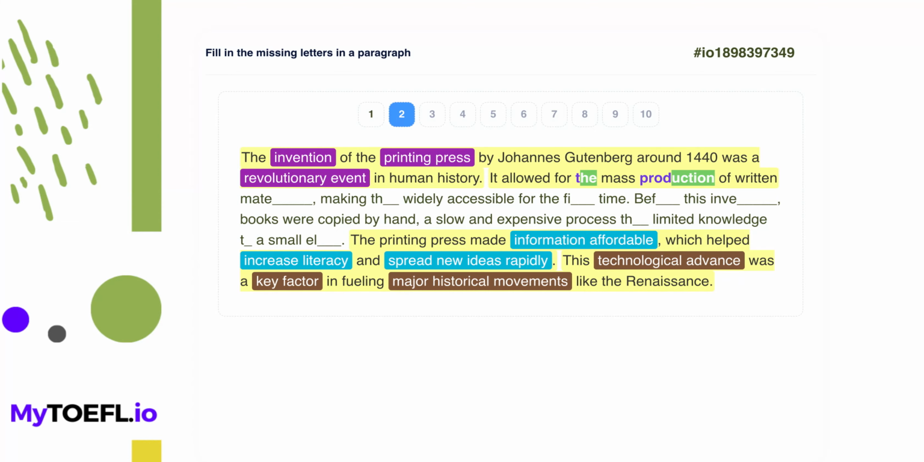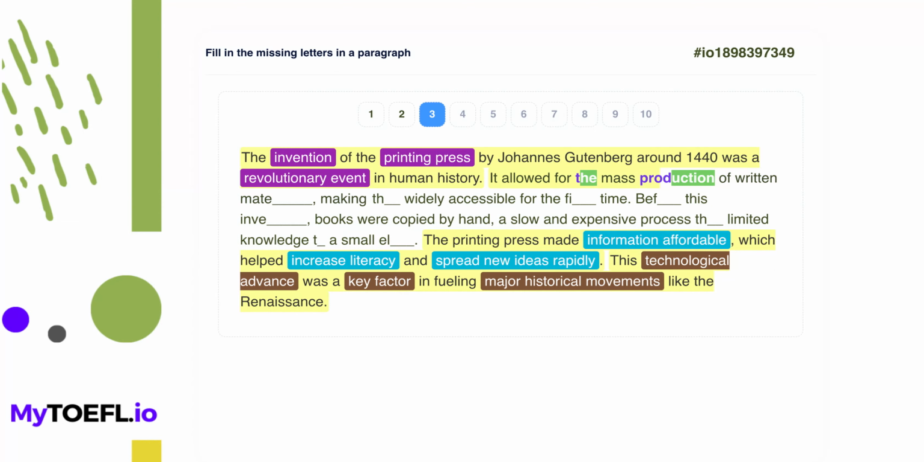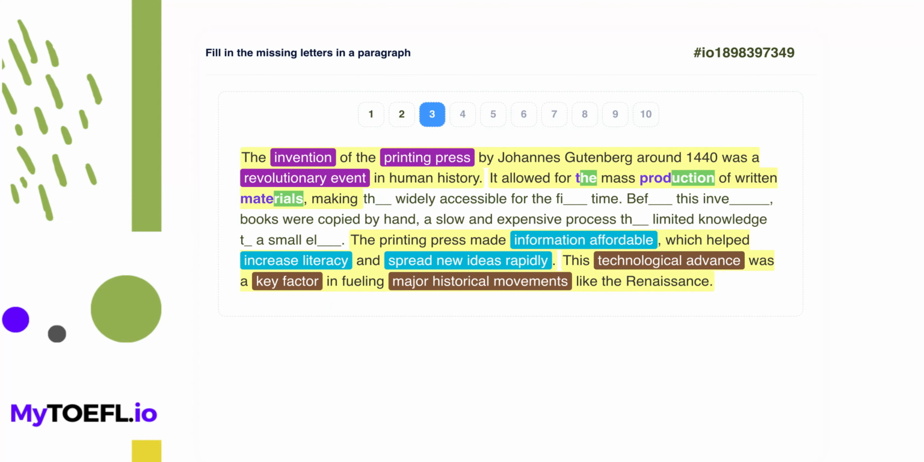Let us continue to the third blank. It allowed for the mass production of written blank, making. The question provides the letters M, A, T, and E, and contains 5 missing spaces. The text refers to written items. The word starts with mate. A general term for things like documents, books, or papers is needed here. The plural noun that fits this description is materials.